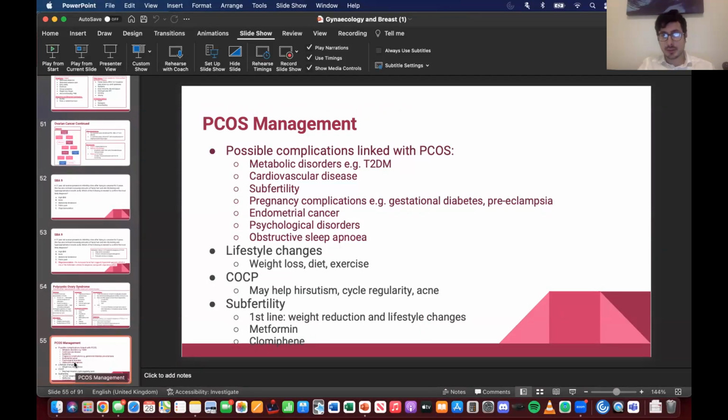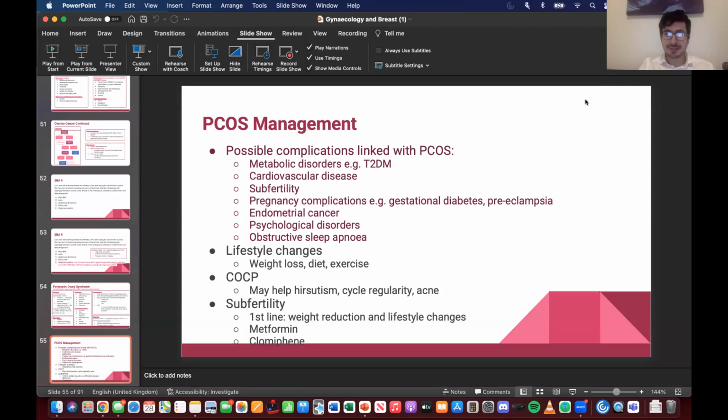PCOS requires a very multidisciplinary approach. There are many complications with PCOS, which require a lot of specialists to be involved in the care. It can be part of metabolic syndrome, so this could include diabetes or gestational diabetes when pregnant, and cardiovascular disease, which increases your risk. Subfertility, so the fertility clinics. It can increase your risk of endometrial cancer because of increased estrogen exposure, and there are some links to obstructive sleep apnea and psychological disorders.